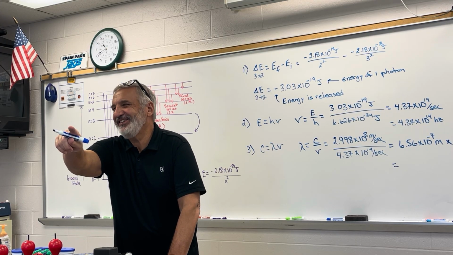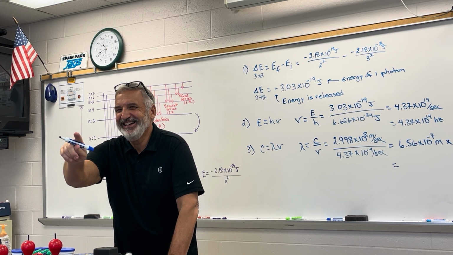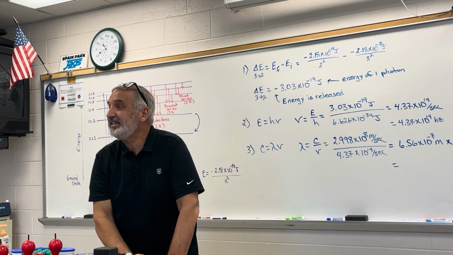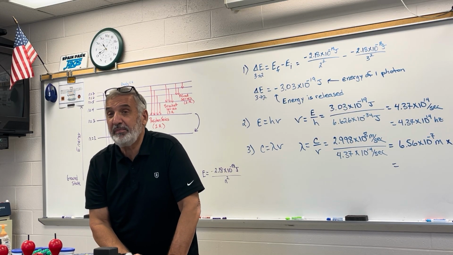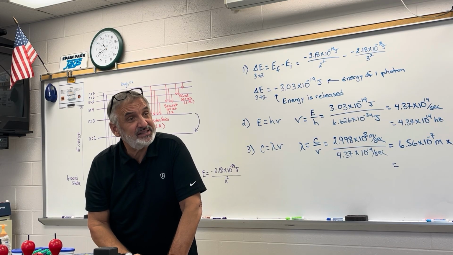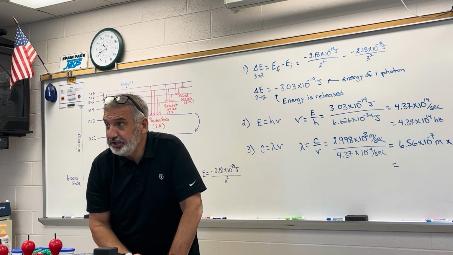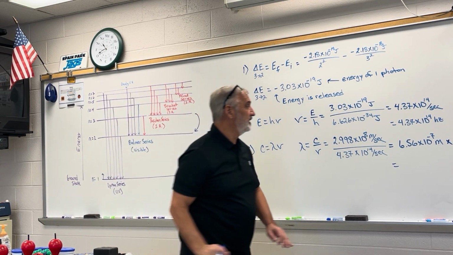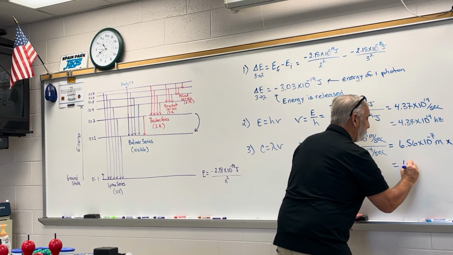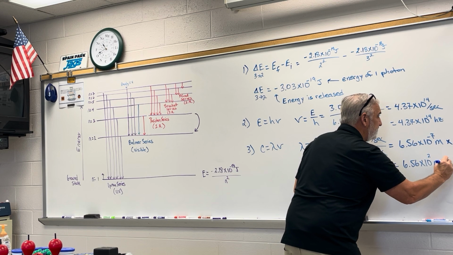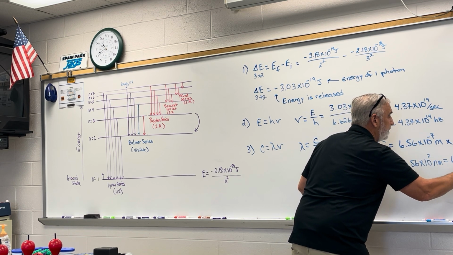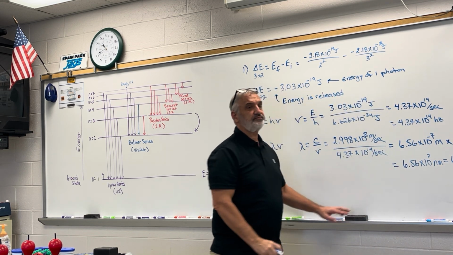Don't listen to him, listen to Anderson. Okay? What did you say, Anderson? You just add them. When you multiply exponents, you add them. So minus 7 plus 9 is equal to plus 2. So it's going to be 6.56 times 10 to the 2 nanometers, which is equal to 656 nanometers.